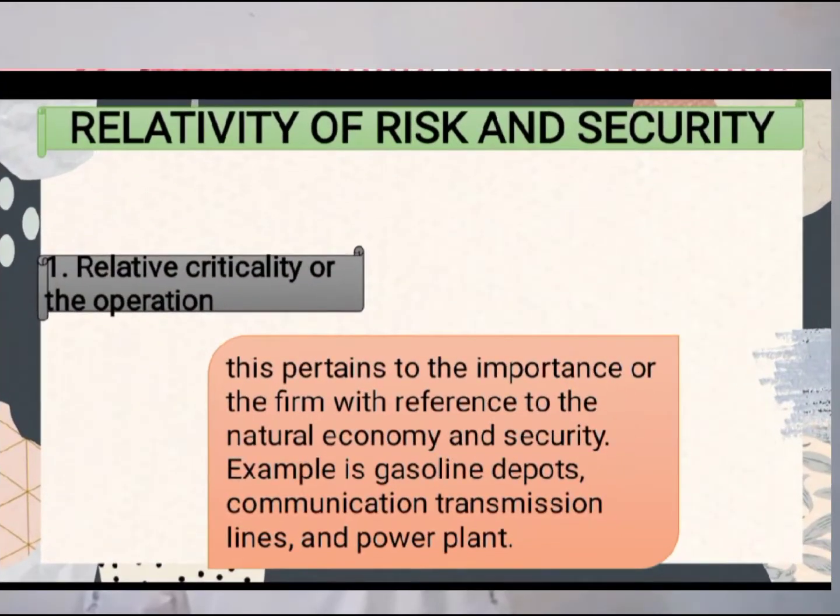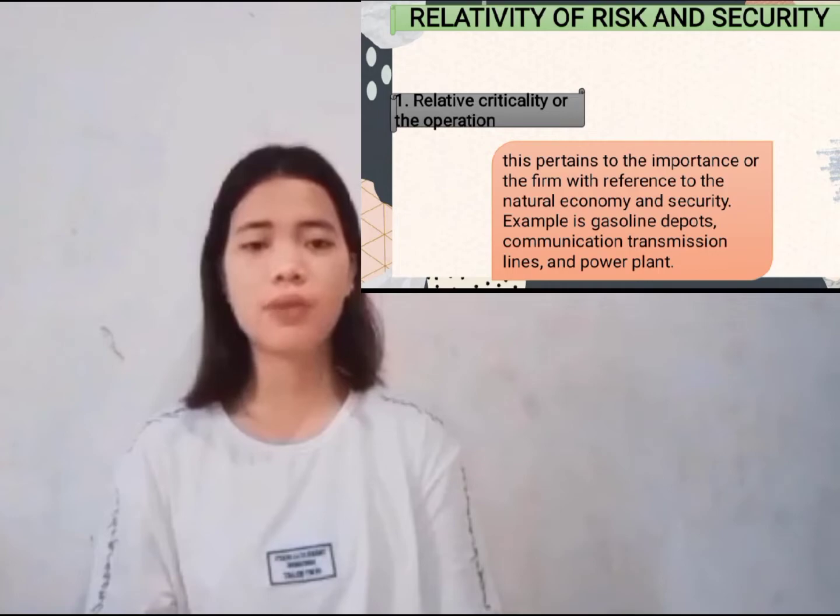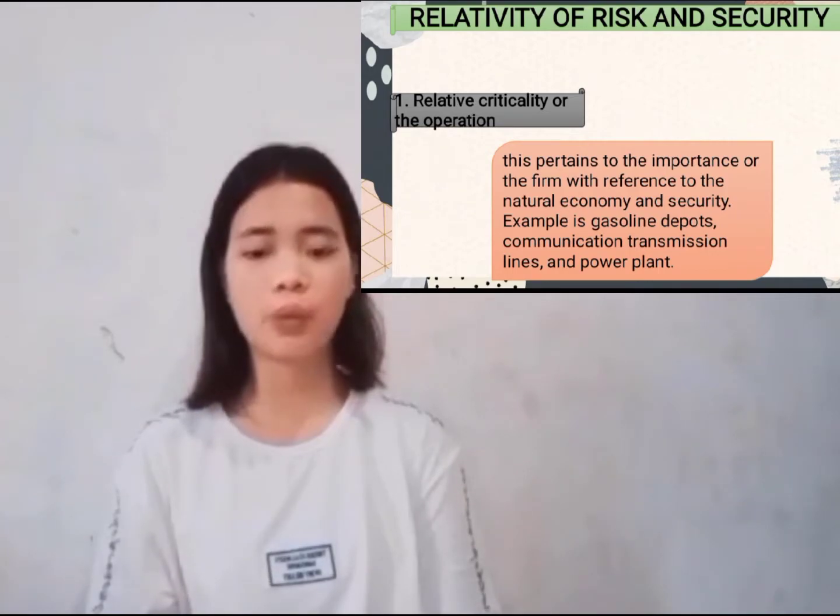Good afternoon, ma'am. My name is General Salmendo, and now I'm going to explain about the relatability of risks and security. Number 1. Relative criticality of the operation. This pertains to the importance of the firm with reference to the national economy and security. Examples are gasoline depots, communication transmission lines, and power plants. When we say the relative criticality of the operation, this firm is important to our national economy.